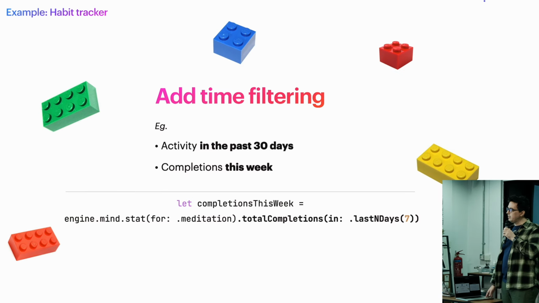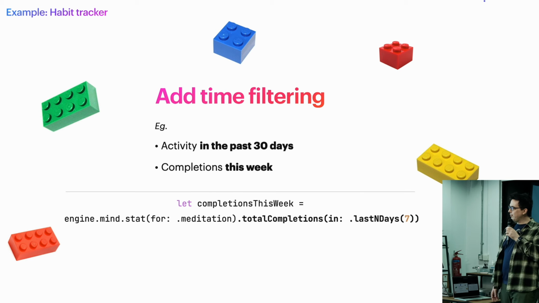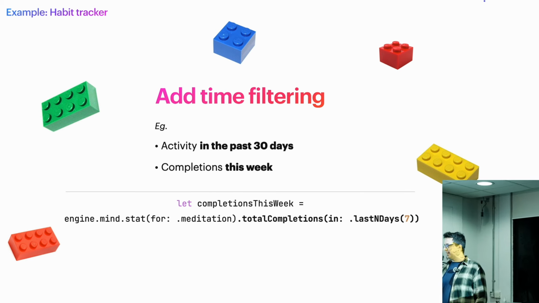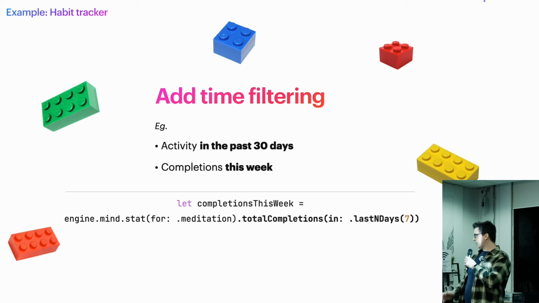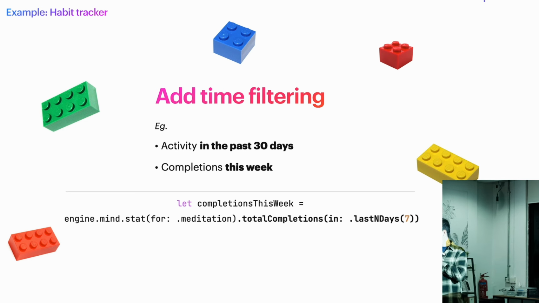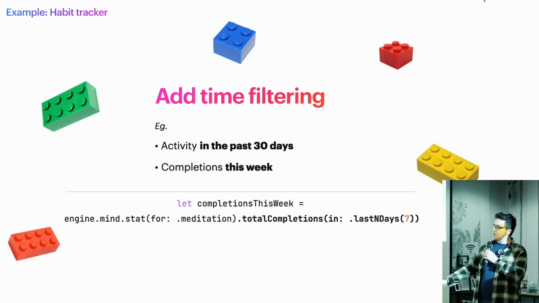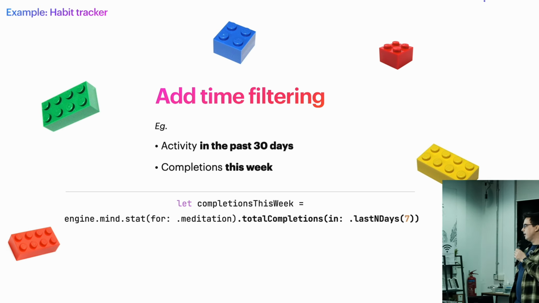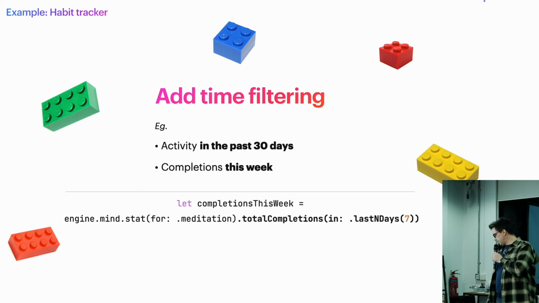Who's ready for another piece of Lego? Time filtering. So let's say we want to see the activity in the past 30 days or this week, and we want it to look like this. let completionThisWeek = engine.mine.stats(for: .meditation).totalCompletion(inLast: 7 days).